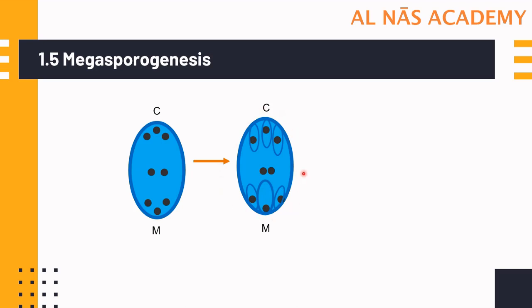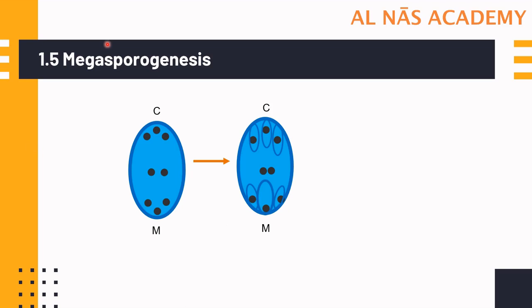So how many cells are there? 7 cells. Let us count the nuclei. So 1, 2, 3, 4, 5, 6 and 2 at the center. So 8 nuclei are there. So this particular structure has 8 nuclei and 7 cells.